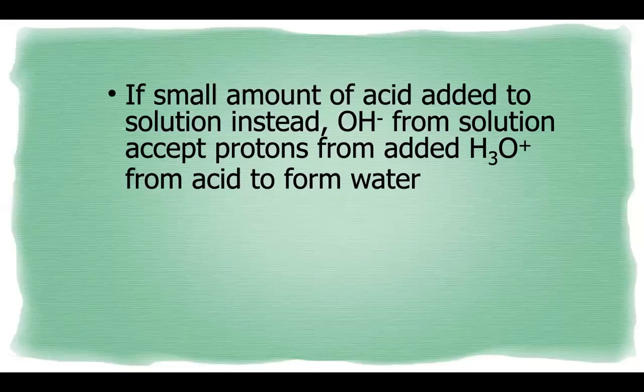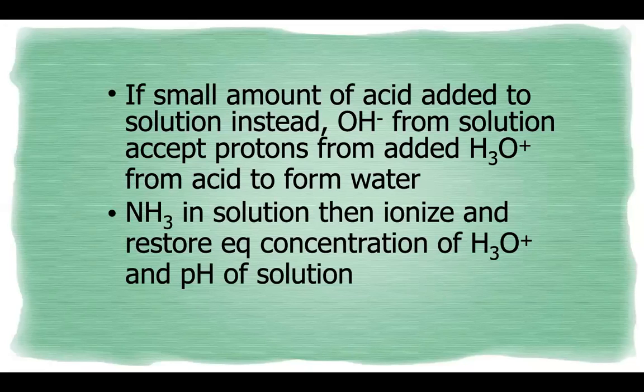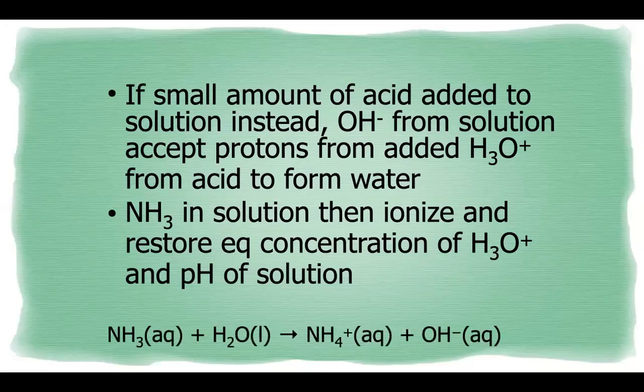If you add a small amount of acid, the hydronium from the acid is going to react with the hydroxide to form water. Then you're going to see a shift, because if you add an acid, it's going to react with the hydroxide, and it's going to decrease the concentration of hydroxide, which means equilibrium is going to shift to the right to replace the hydroxide that is being lost through the neutralization with the acid. Again, the result is the pH doesn't change.